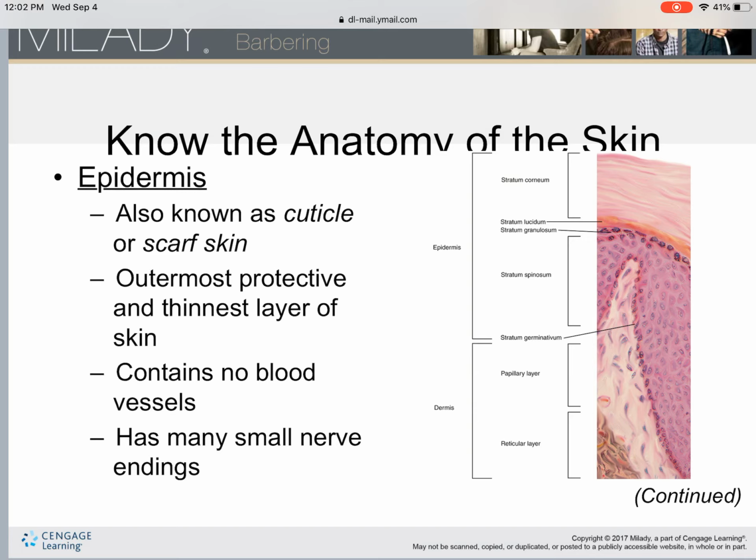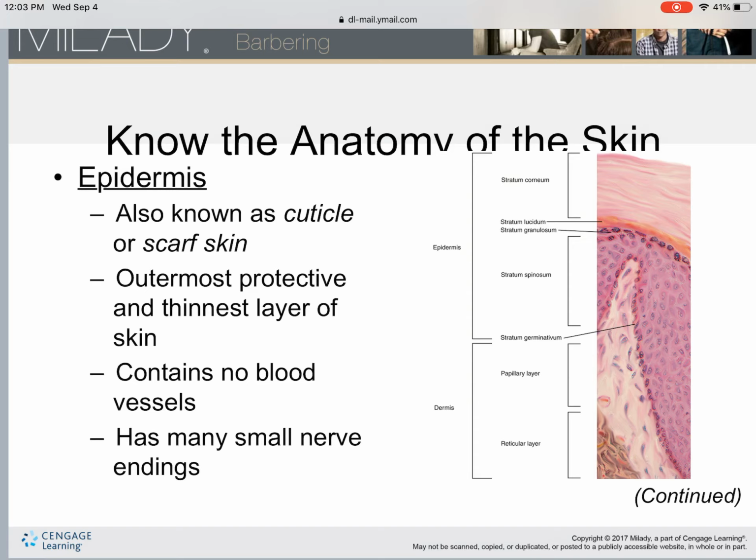Now, you have a bottom layer under that, which is called subcutaneous tissue, which we'll talk about, but let's talk about these two in a nutshell. So what is the epidermis? The epidermis is your outer layer. That's the skin that you see. It's also called cuticle or scarf skin. It is the outermost protective and thinnest layer of the skin. It contains no blood vessels, has many small nerve endings.